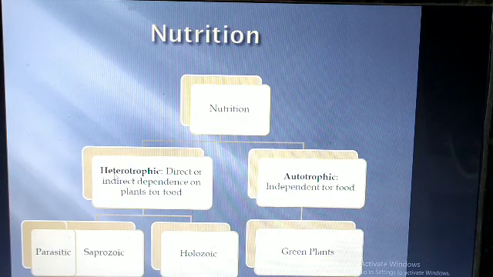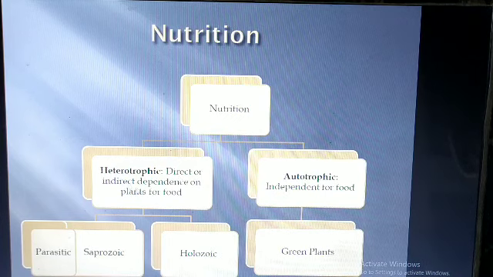Now your critical thinking must be asking who the autotrophs are. They are the green plants, not all plants. There are many other plants, parasitic and insectivorous, but they are not. Here the green plants which contain chlorophyll are autotrophic. Other than that, the heterotrophs are dependent upon the plants for food. I am writing only two things, directly or indirectly. Now think about what is the direct dependence and what is the indirect dependence for food on the plants.